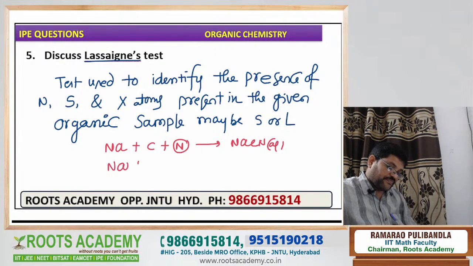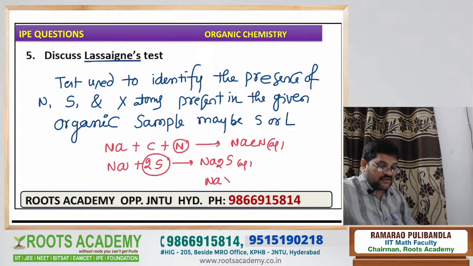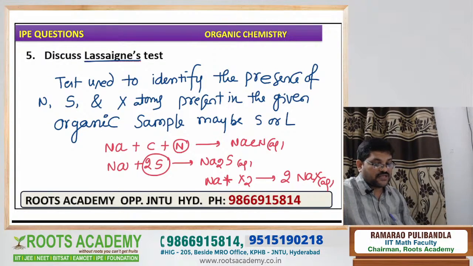If sulfur is there, it is available in the form of sodium sulfide aqueous solution. If halogen is there, it is available in the form of NaX aqueous solution. Sodium cyanide, sodium sulfide and NaX aqueous solutions. That is the use of the Lassaigne test.